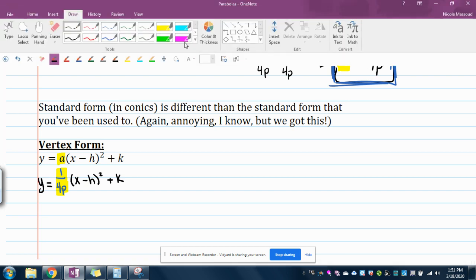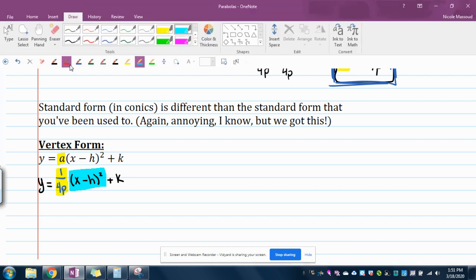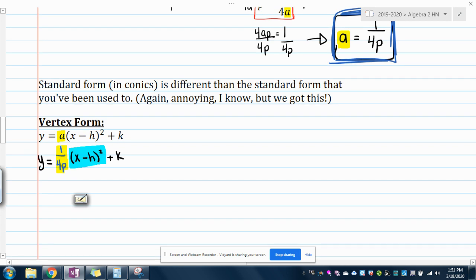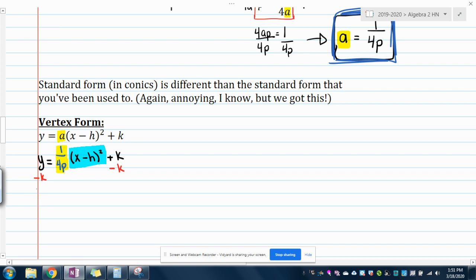Now what I want to do is isolate this x minus h squared, because that is kind of our key here. Just like all the other standard forms, there's that x minus h, and I want to keep that in there. I don't want to separate that. So the first thing I'm going to do is minus k. And so I get y minus k equals 1 over 4p times x minus h squared.